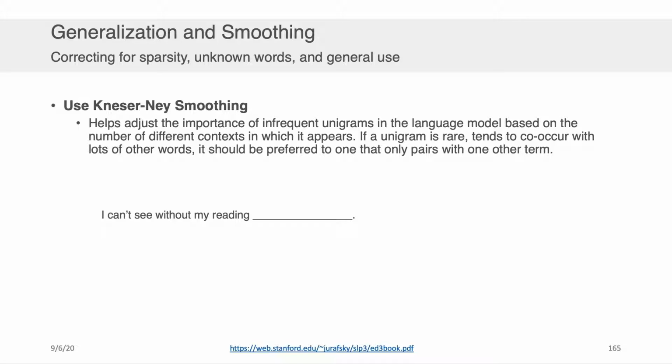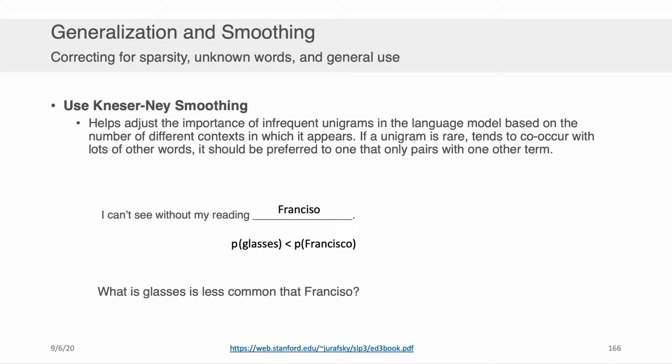So let's try to understand that by looking at this example. Let's say we were asked to fill in the word in the blank there. "I can't see without my reading blank." Well, let's say that there was a number of options, but in the language model that we had trained, due to the training data, the probability of the word "Francisco" following the word "reading" was higher than the probability of the word "glasses." Well, what this model might do then is say, "I can't see without my reading Francisco," which is clearly not right.